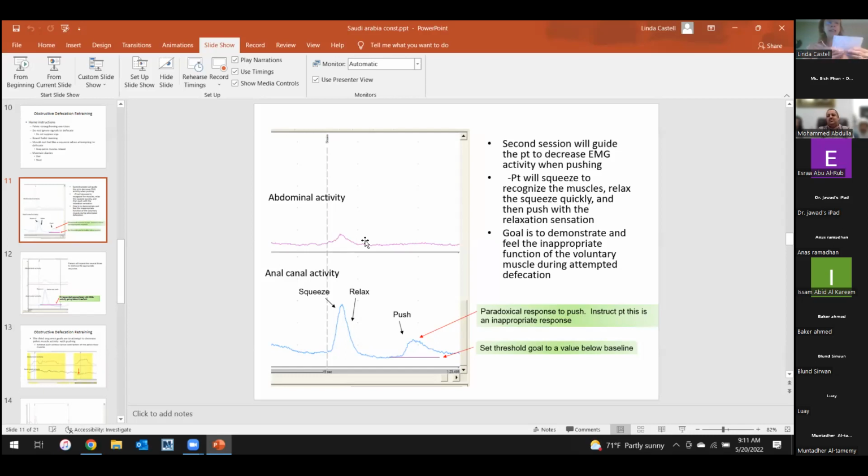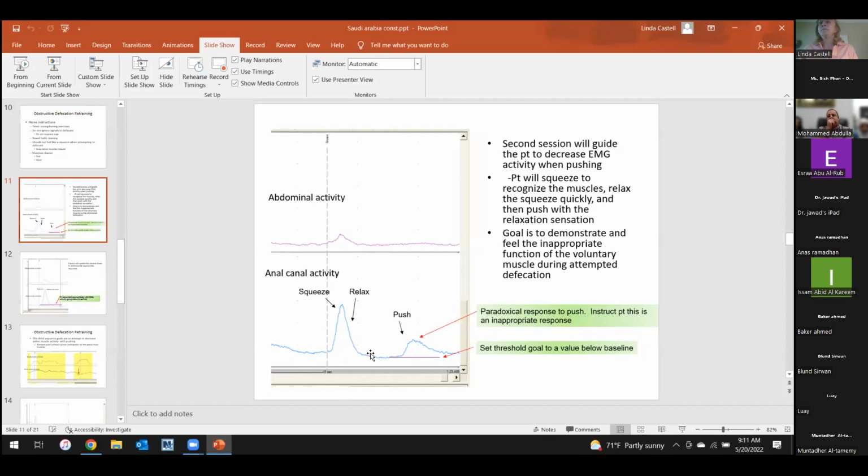Type 2 is they push from above appropriately, so they use their abdominal muscles, but there's absolutely no change in the external anal and puborectalis muscles. So they're not doing anything there. Type 3 is they do not push from above, but they squeeze their anal canal and their puborectalis muscle. And type 4 is there's no change in abdominal activity and no change in anal canal activity. It's just flat. So those are the 4 patterns.